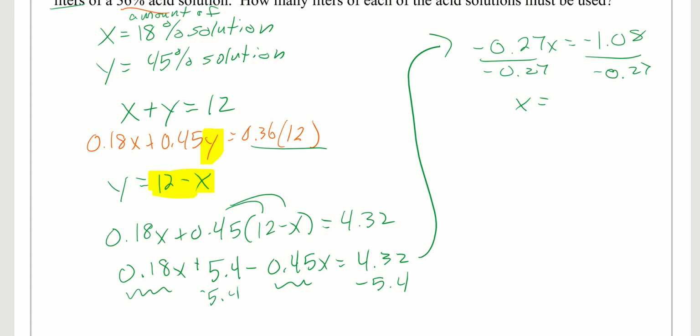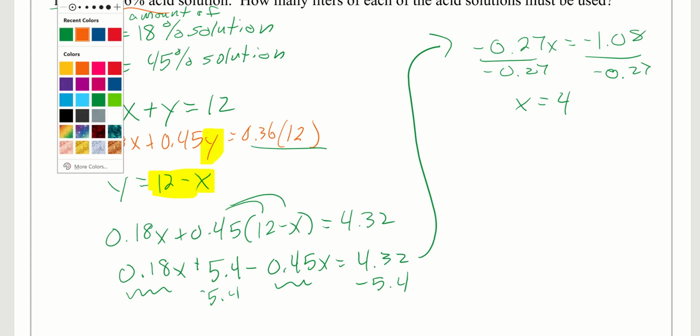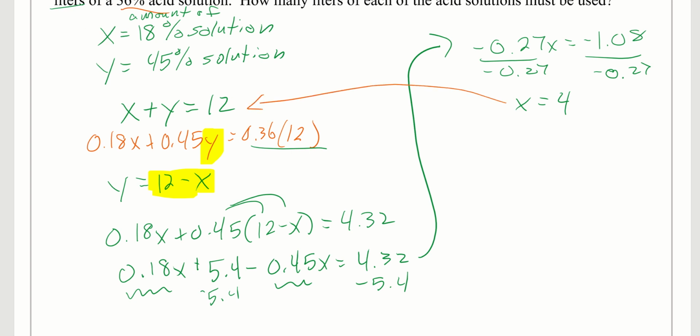You don't want a negative amount of one solution. So when we solve that out, x comes out to be 4 right there. Now you could probably do this part in your head, but I'm just going to show you. I'm going to plug this one back into there, right? So we have 4 plus y is equal to 12. So my y is equal to 8.